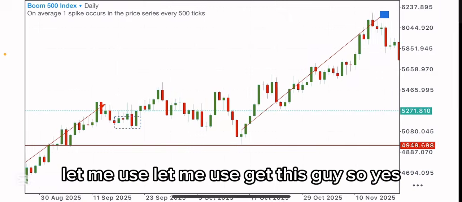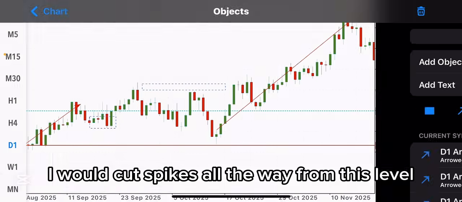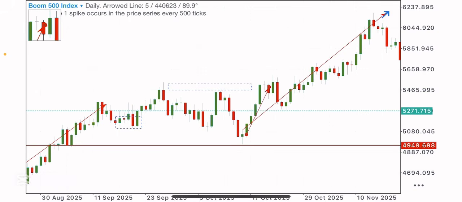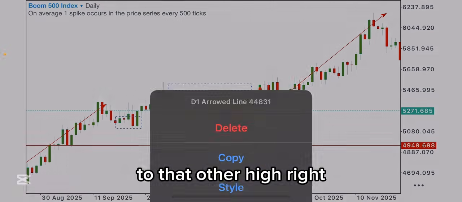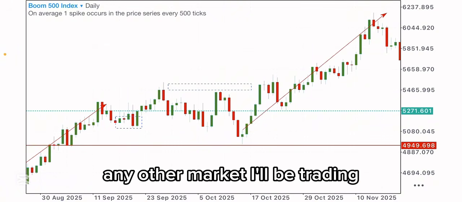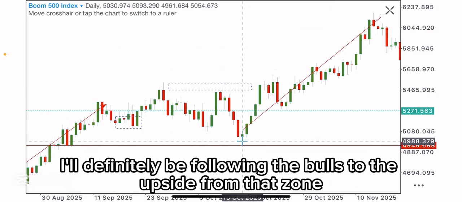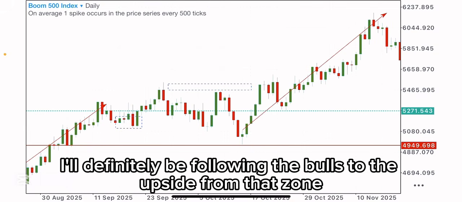So yes, I would catch spikes all the way from this level to that other high, right? Or if it was any other market, not Boom and Crash, any other market I'll be trading, I'll definitely be following the bulls to the upside from that zone, right?